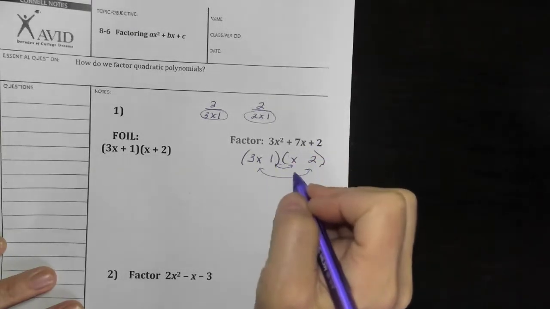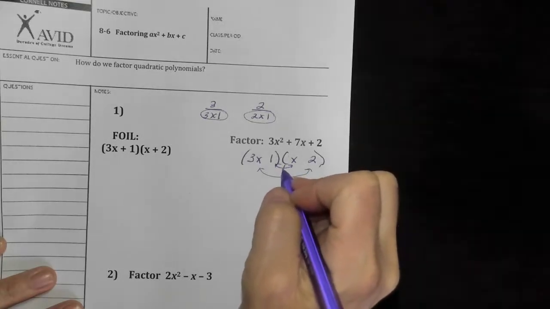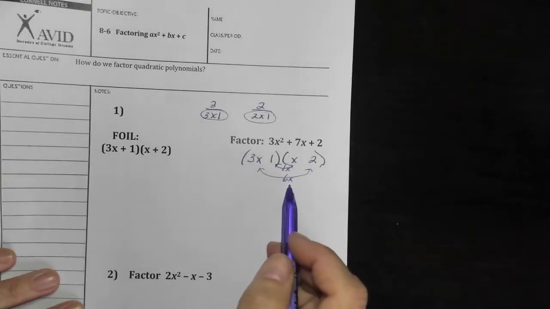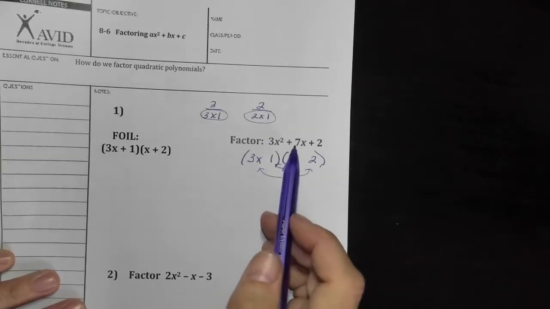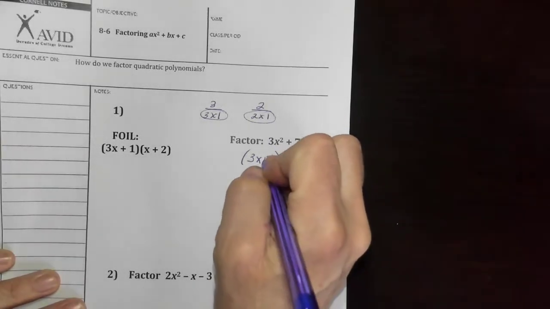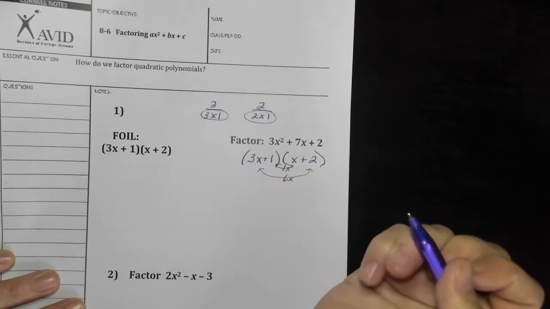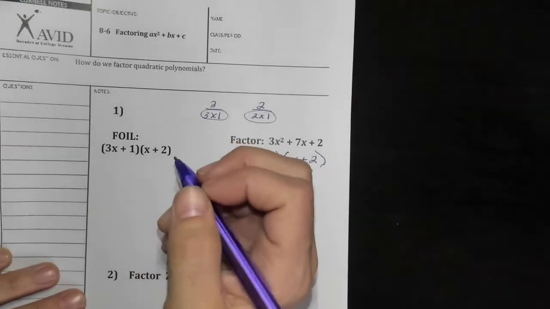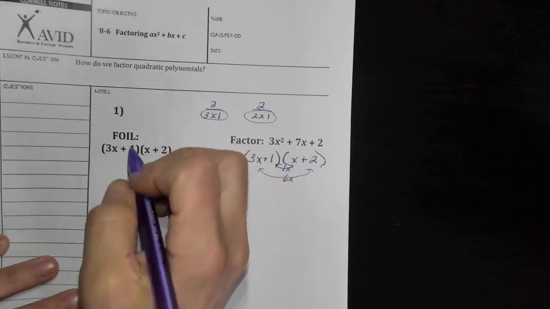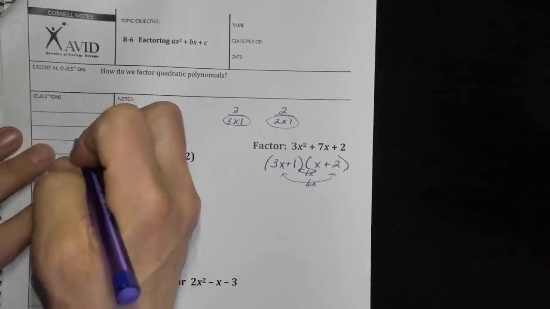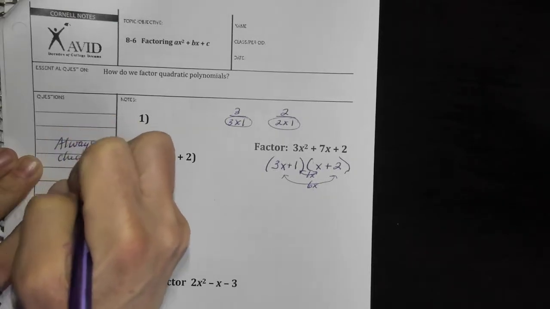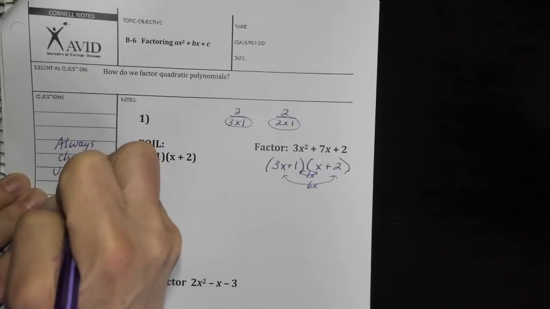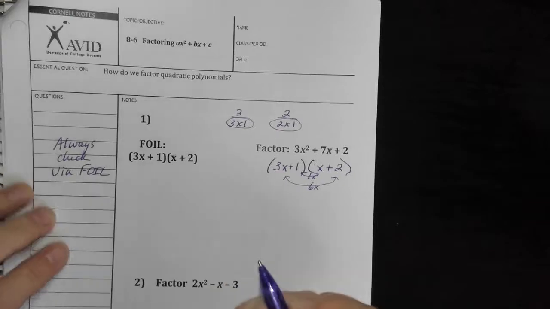So what do I end up with? I end up with a 6x and a 1x. Now, 6x and 1x can go together to make 7x. And since it's a plus plus all the way across, I know I'm going to have a plus plus here. So now looking at FOIL, let's always check via FOIL or multiplying it out.